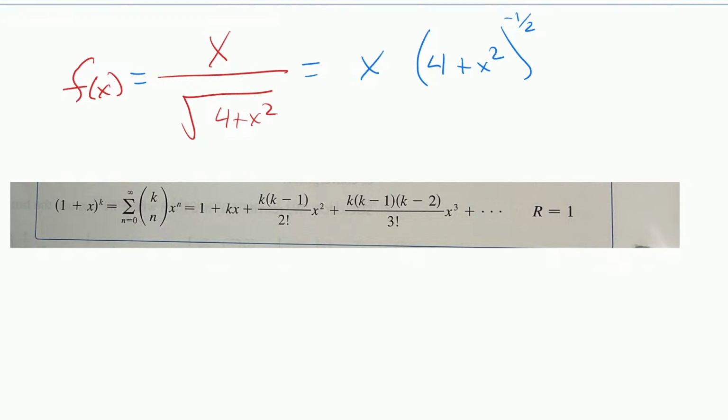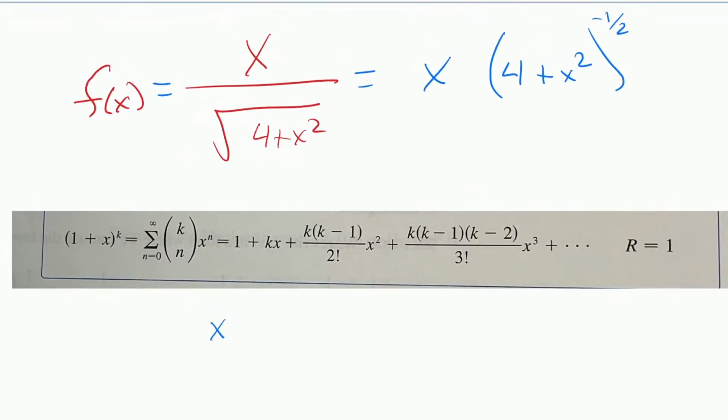What is it that we're supposed to do? We are supposed to just find the Maclaurin series. So let's do it. What this tells me is that I'm going to start with x, that's this x right here. Now I'll do this one at a time. The k here, by the way, is negative 1/2. Oh, but I need a 1 there. Drat.